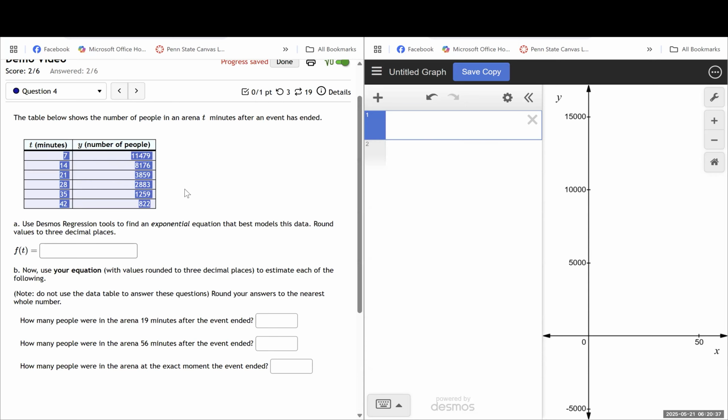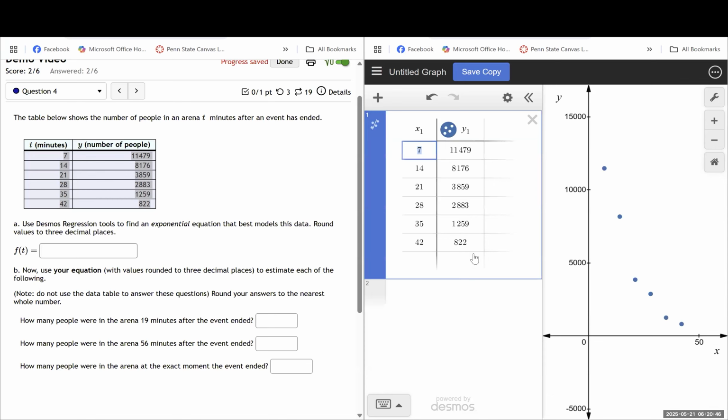So I'm going to Control C that data that I've selected to get it into my clipboard, and then go over here into this first row and Control V. And now I have my data over here in Desmos. Now I want an exponential equation to model the data. So I'm going to go up here to the regression icon and add regression.